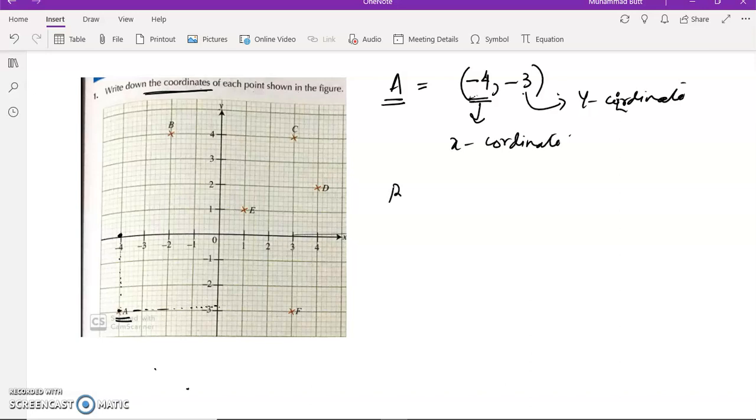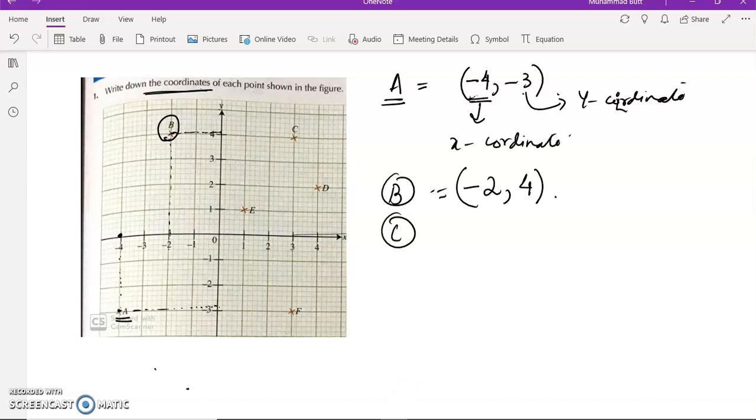Then point B. Point B is located over here. We are going to find out the value of point B on the x-axis first. Where does it meet on the x-axis? It's minus 2. So we are going to write minus 2 first. And then on the y-axis, the vertical axis is called the y-axis. This is the vertical axis. We are going to join B to the vertical axis and it's 4. So the coordinates of B are minus 2 and 4.